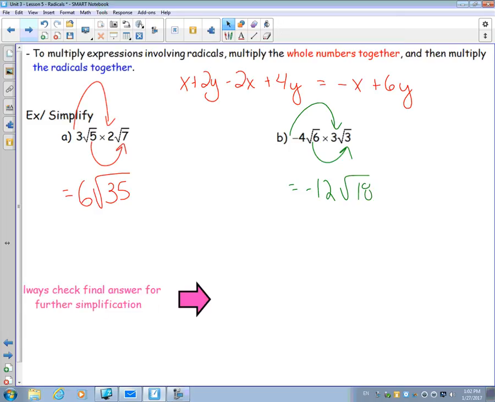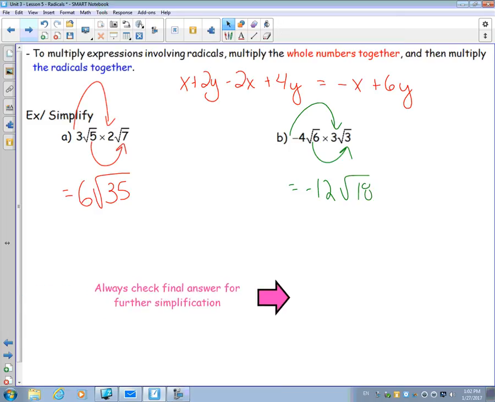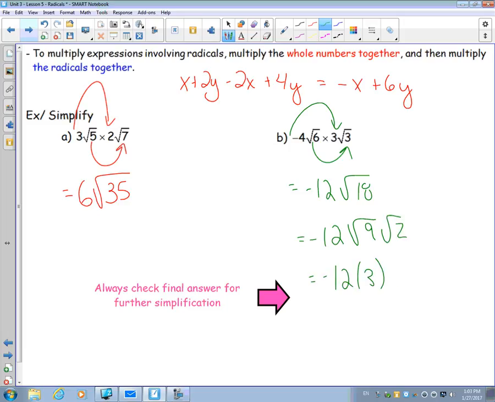Now, here's our big idea. Make sure you've checked your final answer for can it be simplified? Can I break root 35 down? Can I break root 18 down? Because if I can't, or if I can, I should. What does 18 break into? It breaks into root 9 and root 2. So I need to simplify this.